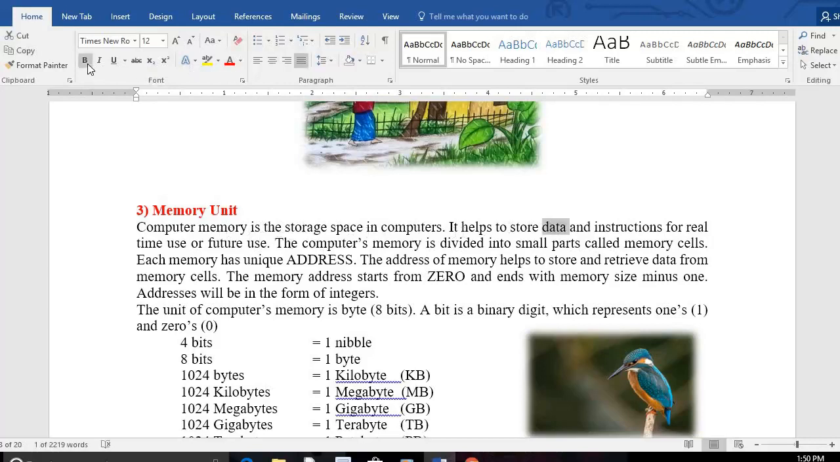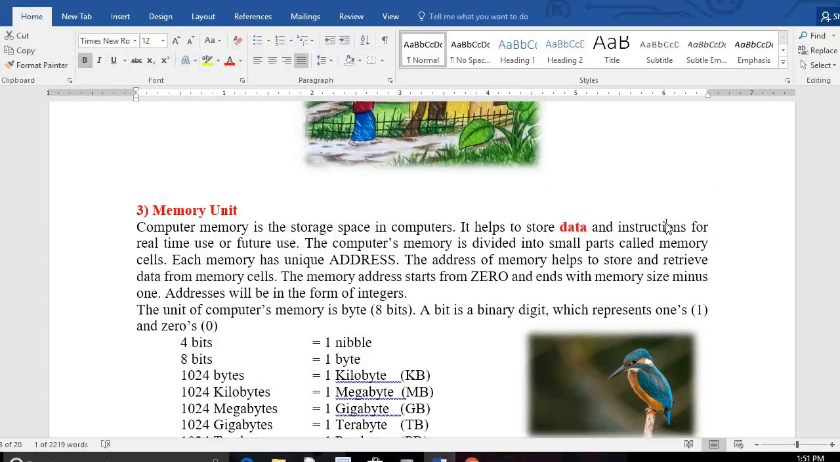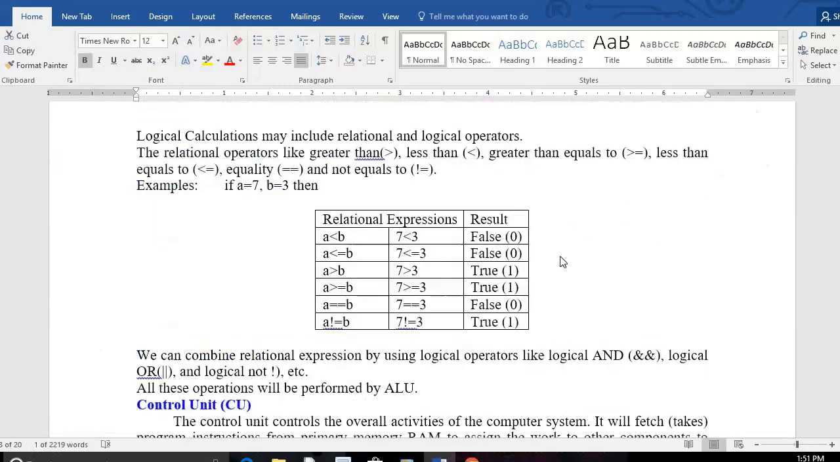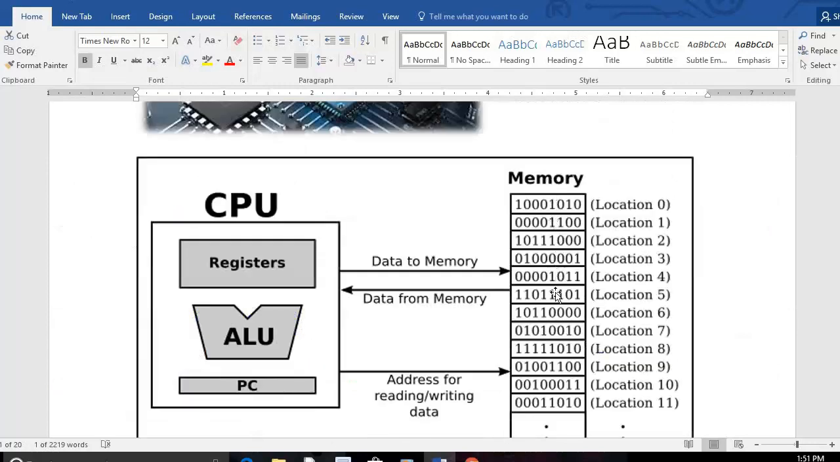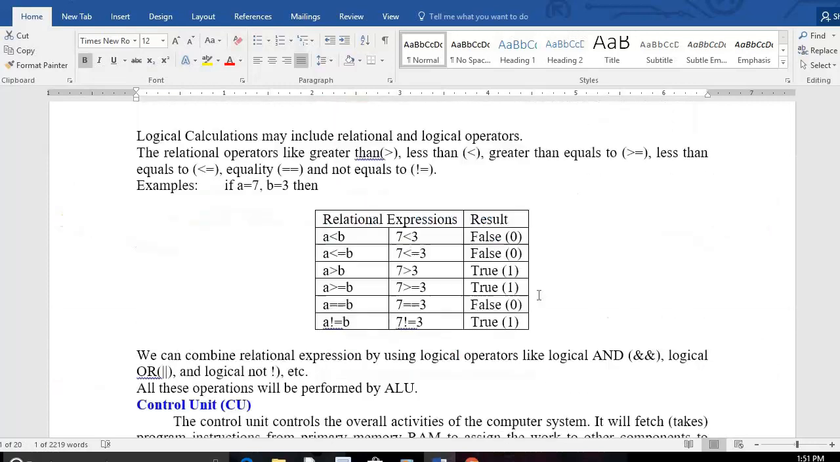Data will be there in the memory, and instructions, meaning program instructions, will be there in the memory. Computer's memory is the storage space in computers. It helps to store data and instructions for real-time use or future use. The computer's memory is divided into small parts, just as I have shown you.